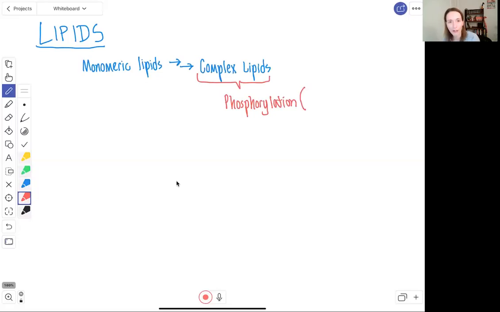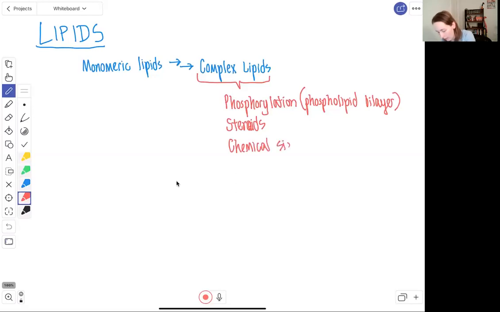That's the bilayer that forms the cell membrane, which is heavy in lipid components, the phospholipid bilayer of the cell. Additionally, we would observe that molecules such as steroids represent complex lipids. And additionally, there are a variety of chemical signals within cells that fall into this category of complex lipids.